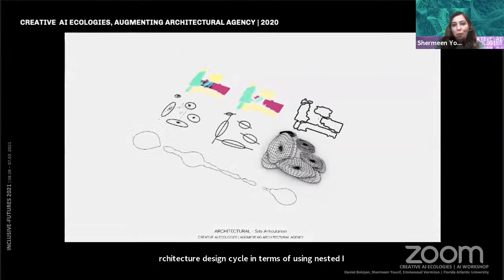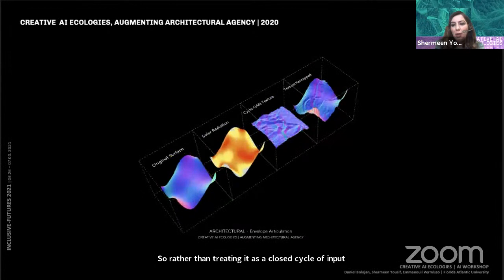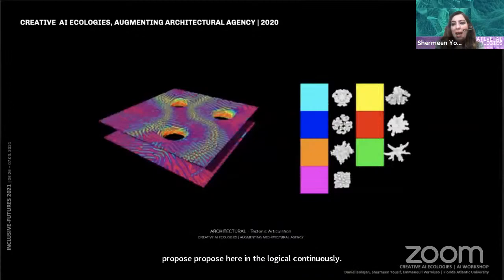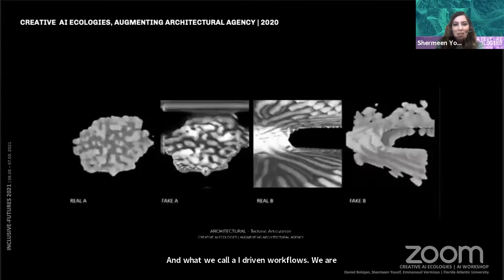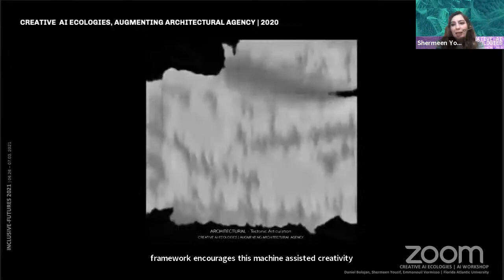So rather than treating AI as a closed cycle of input-output, a series of complementary deep neural networks proposed here in a logical continuity in what we call AI-driven workflows. We are challenging and augmenting designers' agency, and we'll talk about agency later in the presentation. So our new framework encourages this machine-assisted creativity for tackling various architectural and urban systems.